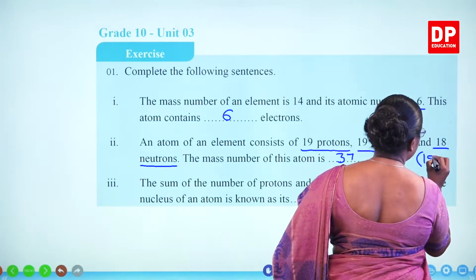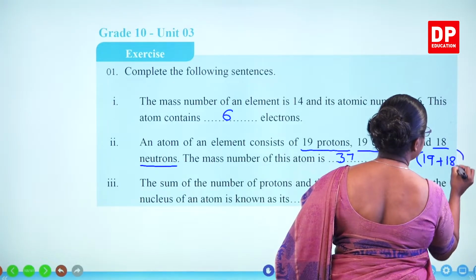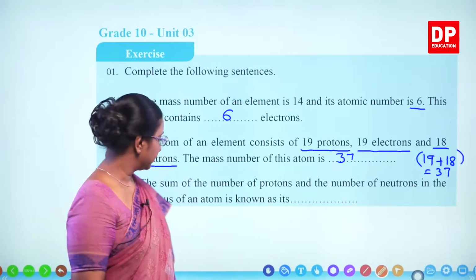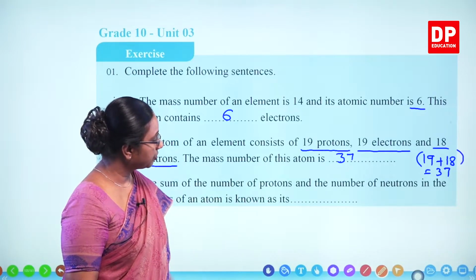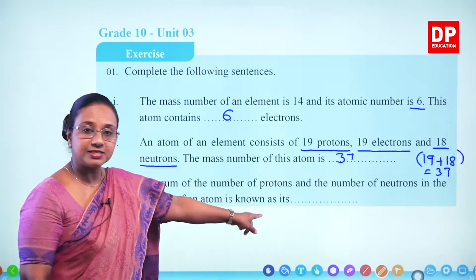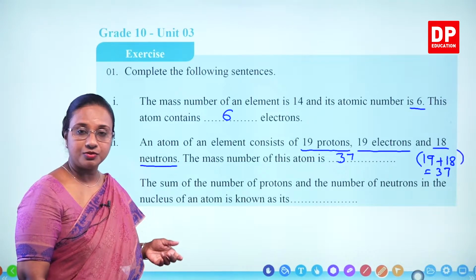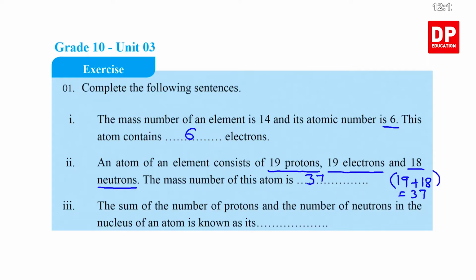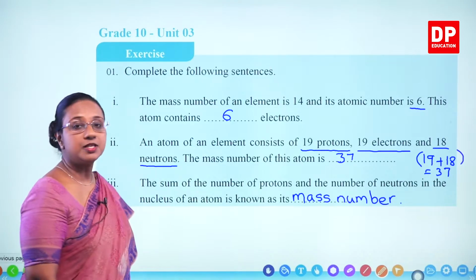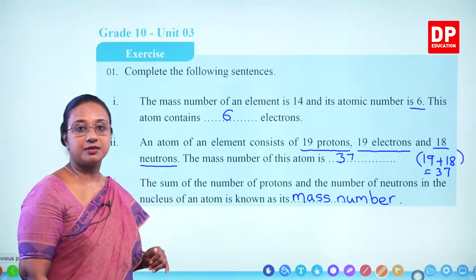Why? We add up 19 protons and 18 neutrons. That is equal to 37. So 37 is the mass number. The sum of the number of protons and the number of neutrons in the nucleus of an atom is known as its, we have already discussed that, it's known as its mass number. So we have to write the word mass number. Mass number. So that completes these sentences. That is the first question. Now we will go on to the second question.